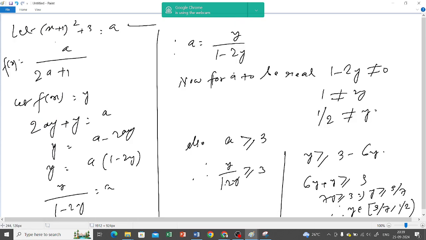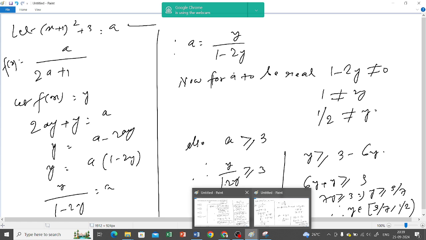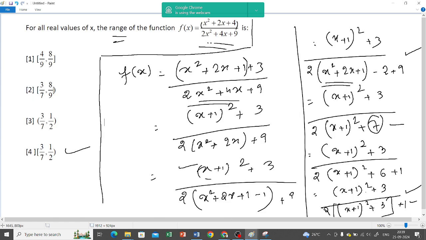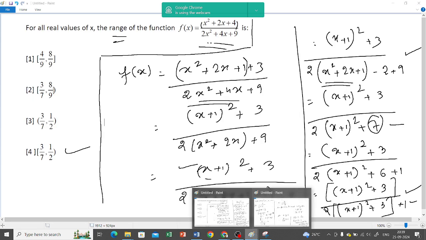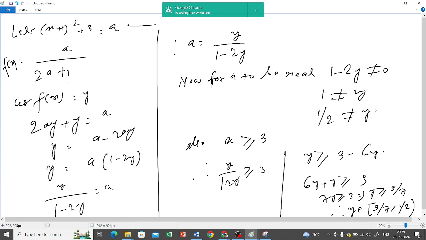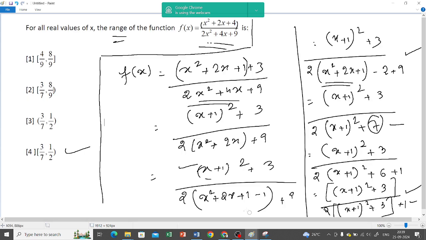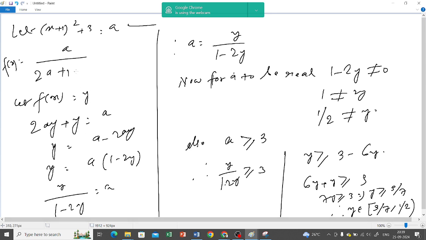Let (x plus 1) whole square plus 3 equal a. Now what you are going to do? Just put this value in place of this whole part. So a divided by 2a plus 1, this is what we have. So you see, our f(x) has been reduced to a simple function, a divided by 2a plus 1.